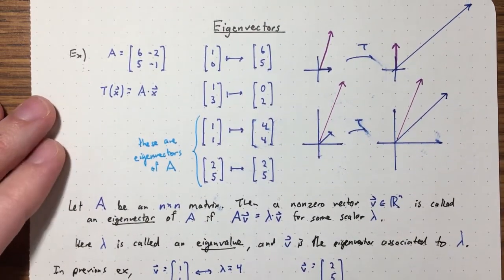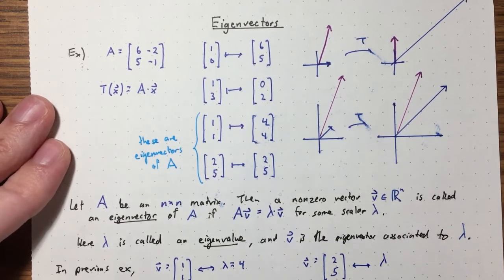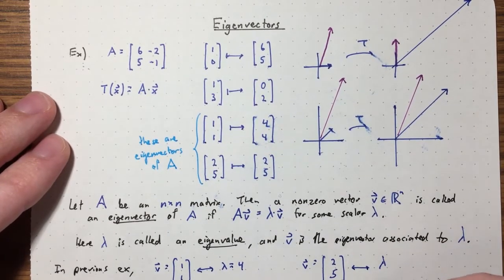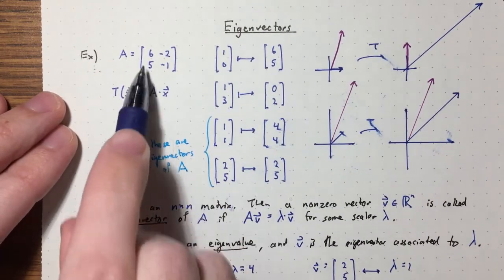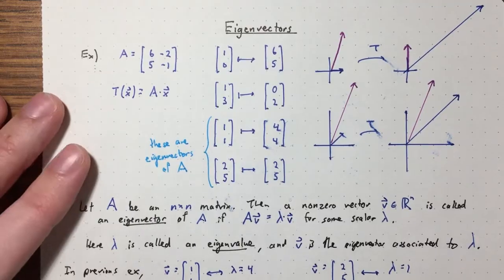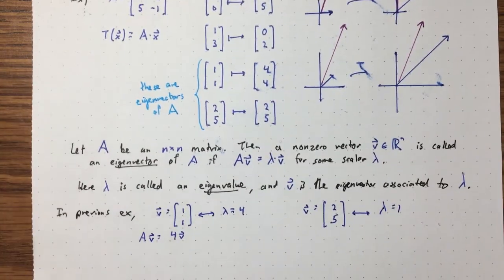But yeah, let's say we take 2, 5. What is the eigenvalue corresponding to 2, 5? Well, it's 1, right? Because A times 2, 5 is just 2, 5. It's just 1 times V. Right?